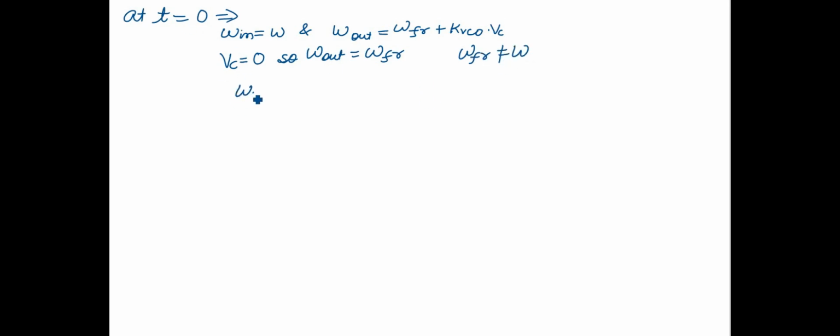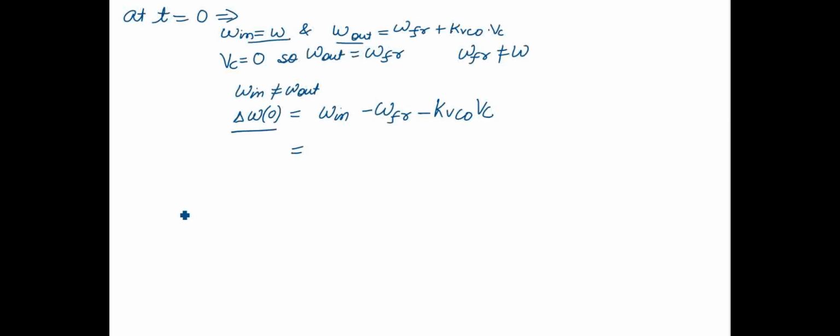Since ω_in is not equal to ω_out, there is a frequency error, and we can denote that frequency error by ω_in minus ω_free minus KVCO Vc. We are just removing ω_out from this. Yes, this is the frequency error. Let's convert this frequency error into phase error. The phase error will be equal to the integration of the frequency error.